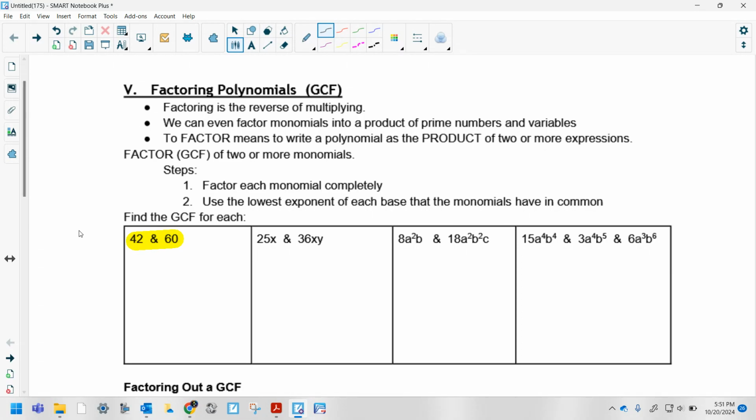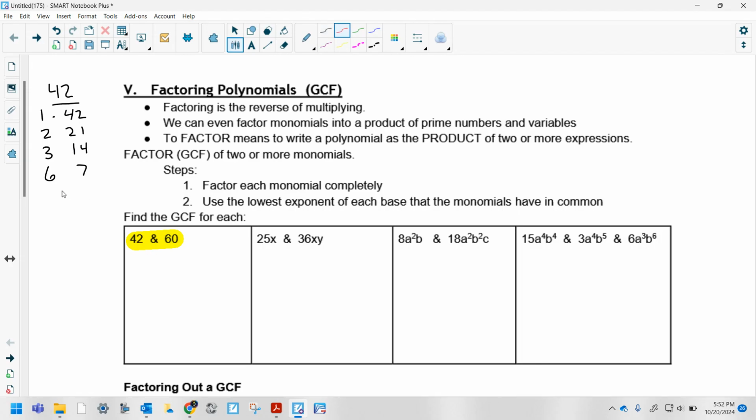In order to get a GCF, you have to find out what multiplies into those numbers. So if we start with 42, I start with 1, and 1 times 42 is 42. And then you keep going. 2 and 21, 3 and 14, 4 does not go, 5 does not go, 6 times 7, and then we're back to 7, and that would be it. So these are the numbers that multiply to 42.